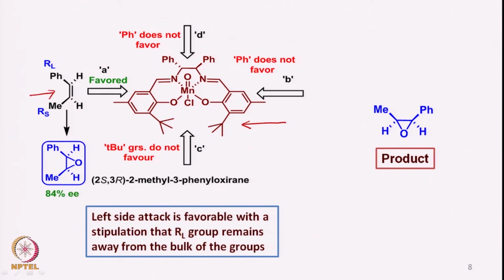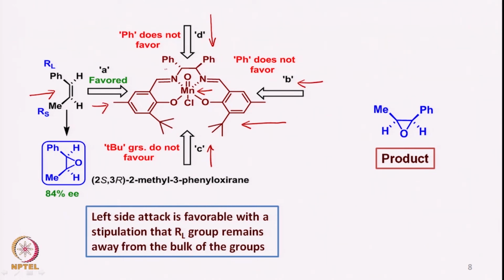Now if we look at this particular oxo complex for the epoxidation of a simple olefin like this, we see that the epoxidation is possible from 4 different sites. If this is the manganese oxo complex, the manganese oxygen bond is orthogonal to the plane of the entire molecule, and the olefin can attack from the top side, which I have referred to as the D side, or from the B side, or the C side, or the A side.